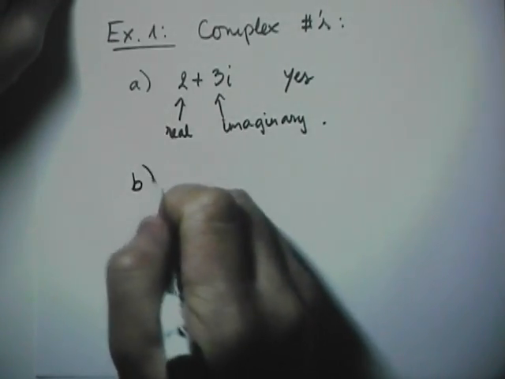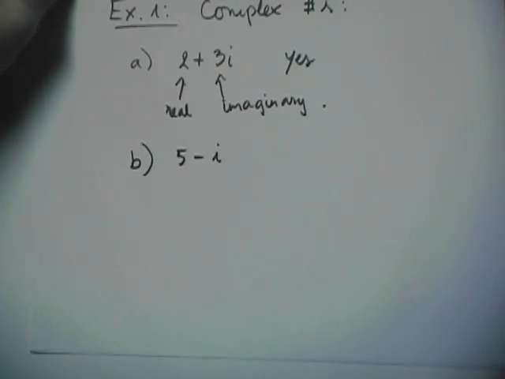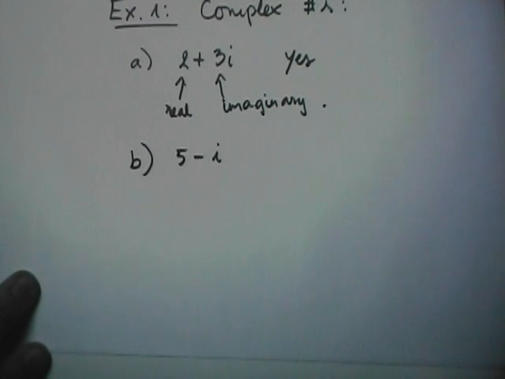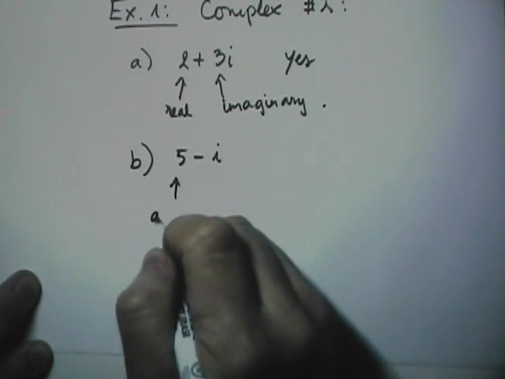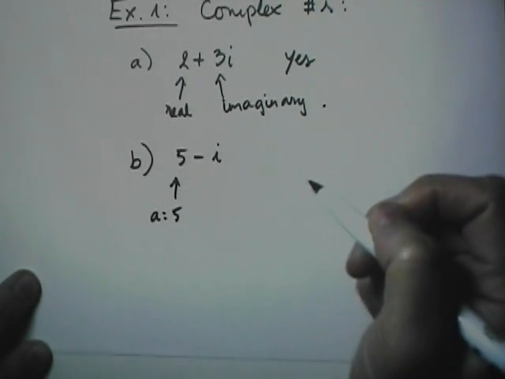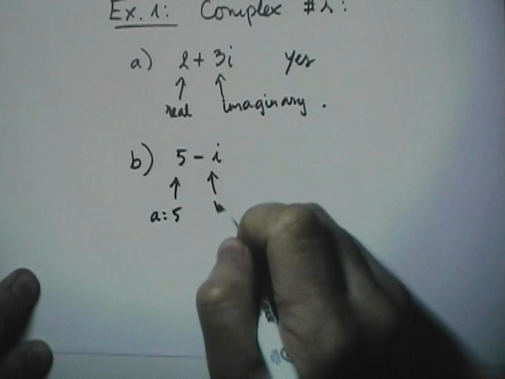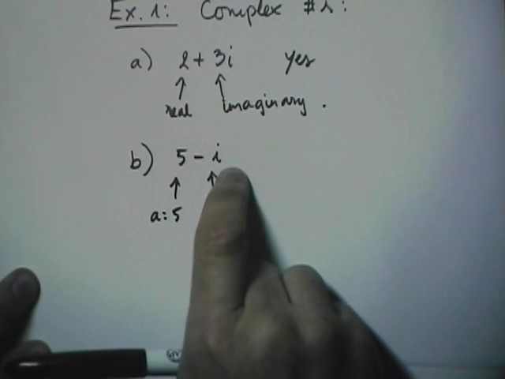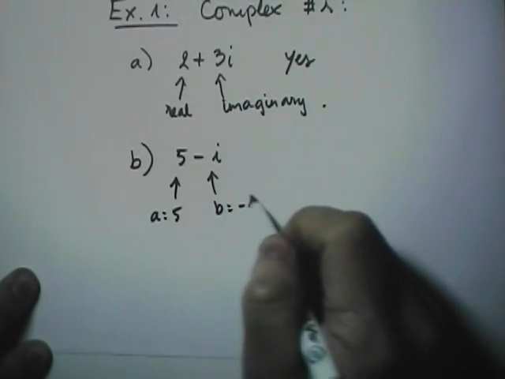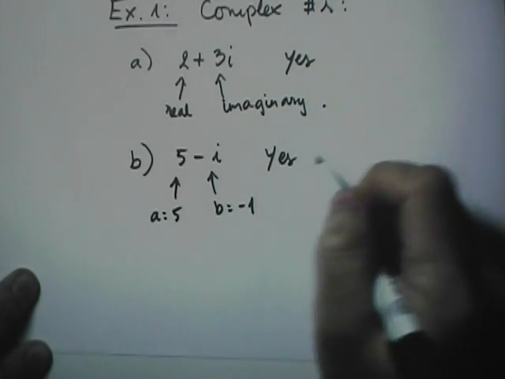Okay, now let's look at another example. How about 5 minus i? Is this a complex number? Yes, it is again. So where's the real part? The real part, a, is the 5 in here. It looks like I don't see an imaginary component here, but yes, it is there. The imaginary component b here is minus 1, because you can think of the minus i right here as the same as minus 1i. So the imaginary component for this complex number is minus 1, and yes, this number is as well a complex number.